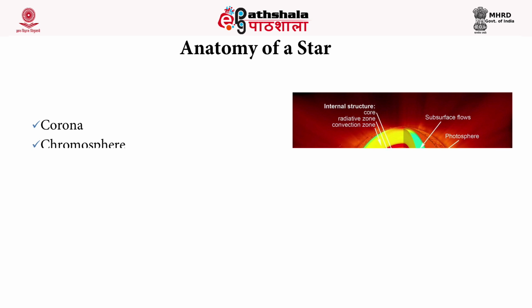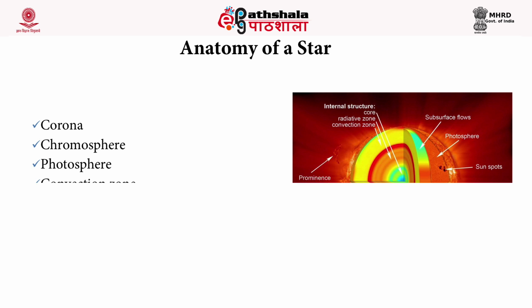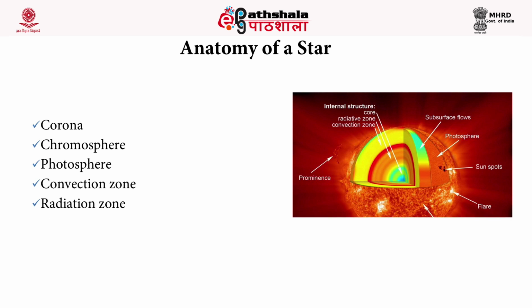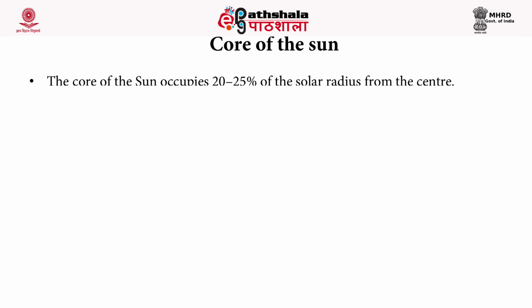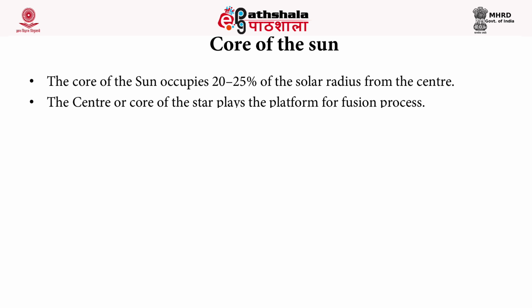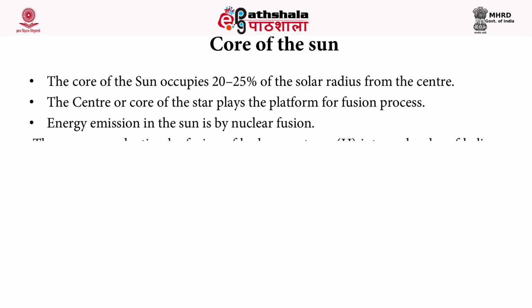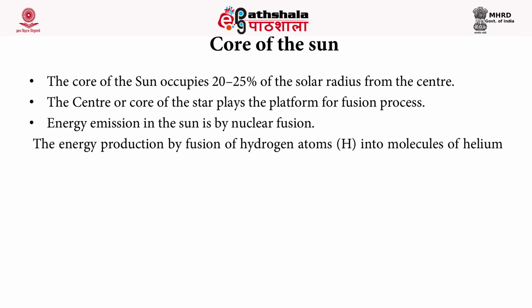The interior of the sun consists of the core, radiation zone, convection zone, and then its atmosphere including the photosphere, chromosphere and corona. Core of the sun. It occupies 20 to 25% of the solar radius from the center. This center of the star is the platform for the fusion process.